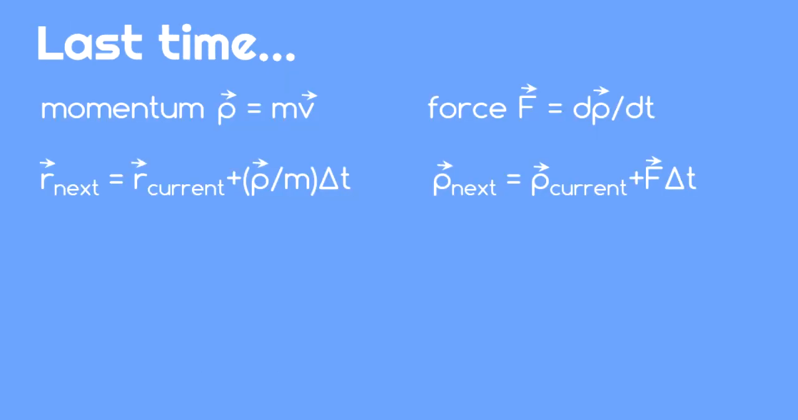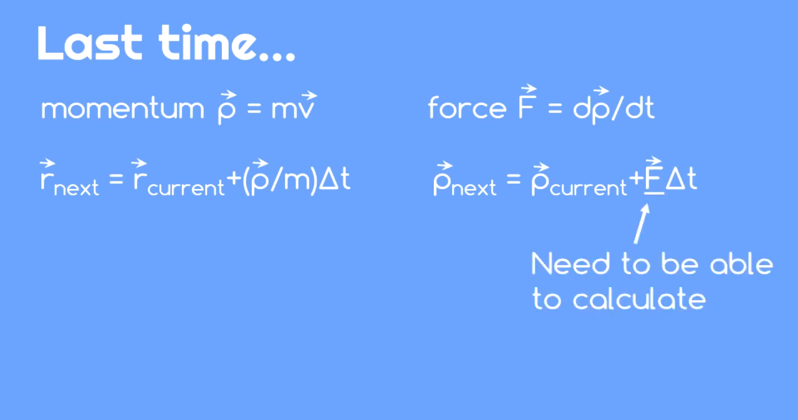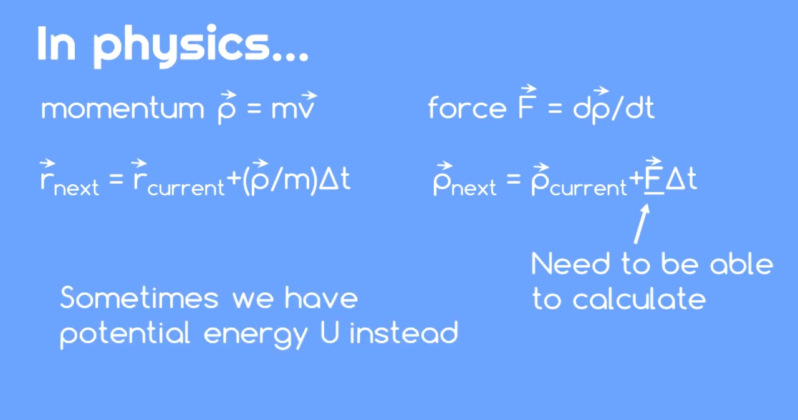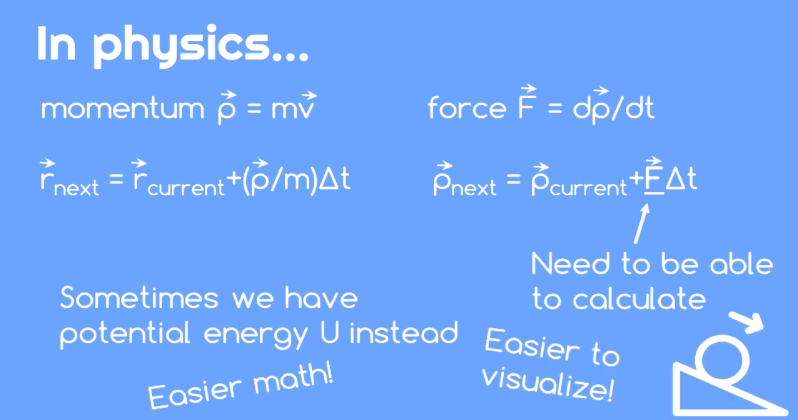When we use the Euler-Cromer method to predict the motion of an object, we need a way of calculating the force that acts on the object at any location and at any time. But in many applications in physics, it's better to work with the potential energy that the object experiences instead of the force. The potential energy is a scalar, whereas force is a vector, automatically making it easier to work with.